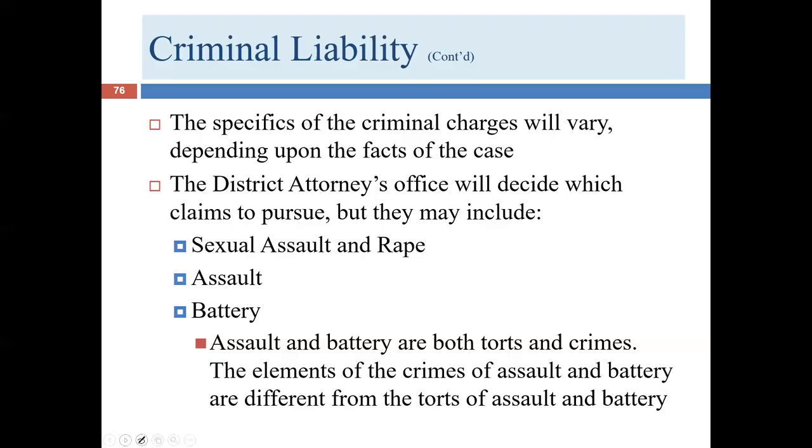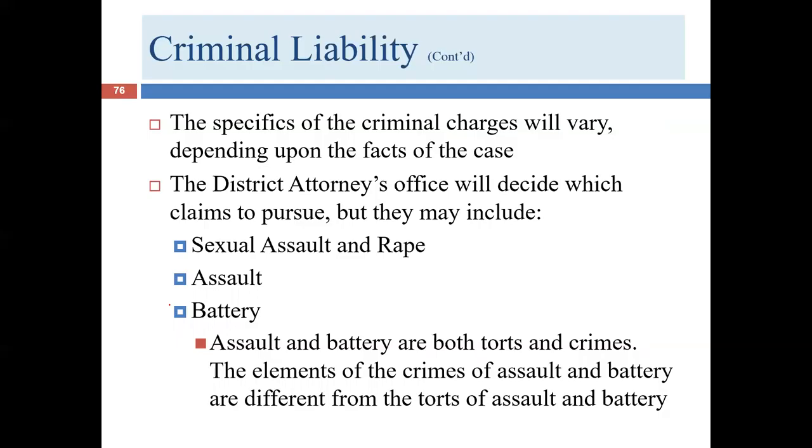Here are common theories for how the criminal charges might advance. It can be rape, a sexual assault, a battery, and there's aggravated rape, aggravated sexual assault. There can be lots of different allegations here. It's really up to the district attorney to decide how that particular case will be pled. The victim doesn't decide whether it's an assault case or a battery case.